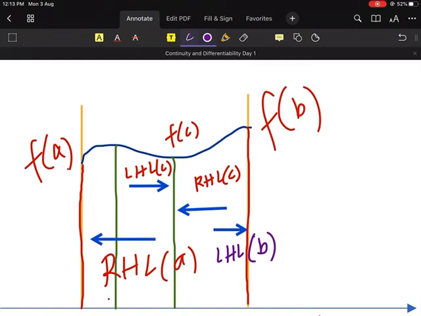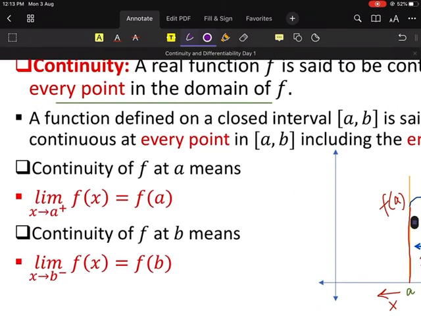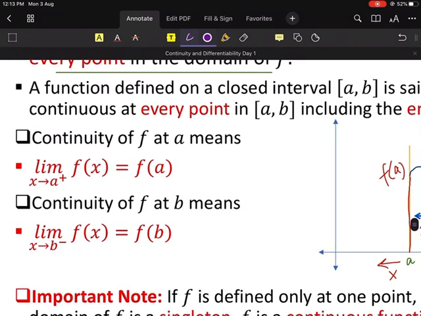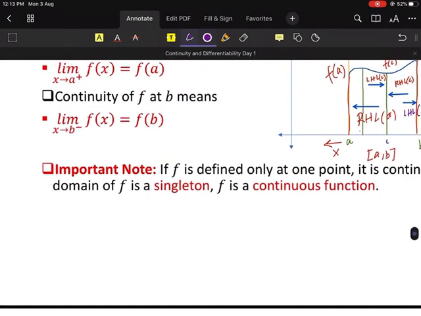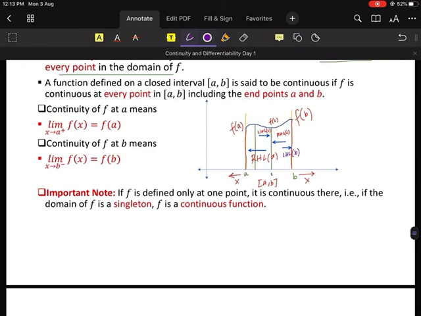So what is the condition for this endpoint? The condition for the extreme endpoint will be that the left hand limit must be equal to f(B), and that is it. If I find these two are equal, the function is continuous at B. So that's the condition we have to satisfy for the endpoints. Understood, everyone? I hope it's very clear.